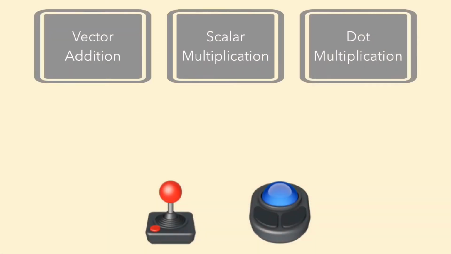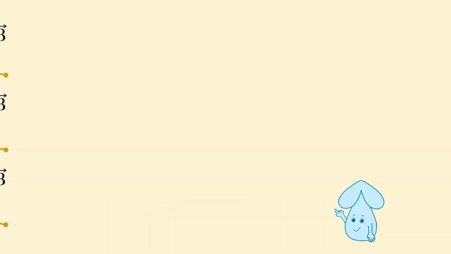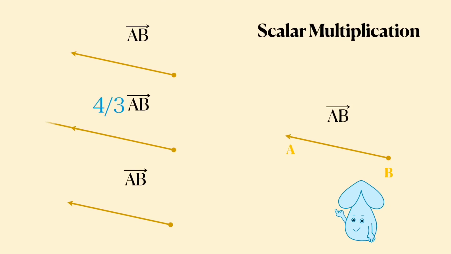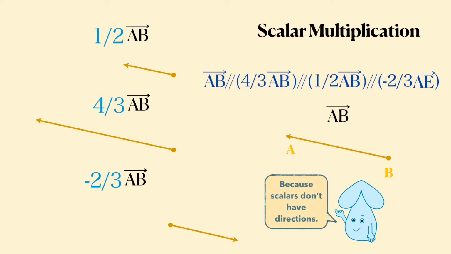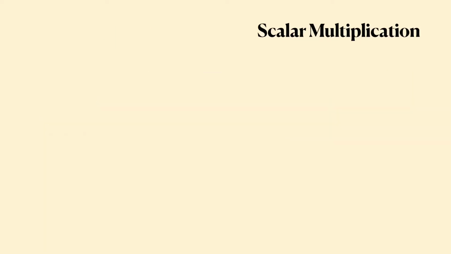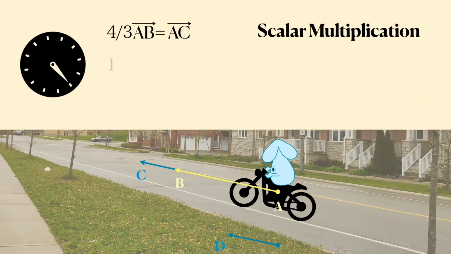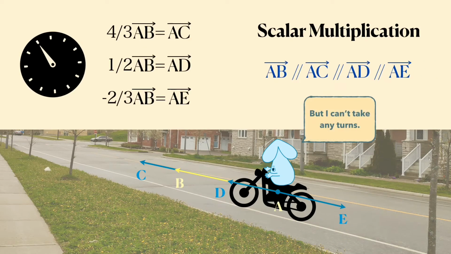We work together using different types of operations. One of them is scalar multiplication. We multiply a number to the vector to enlarge or reduce its magnitude, or even reverse its direction, but the results are always collinear vectors. For example, I can speed up, slow down, or even go backwards by doing scalar multiplication to my velocity.